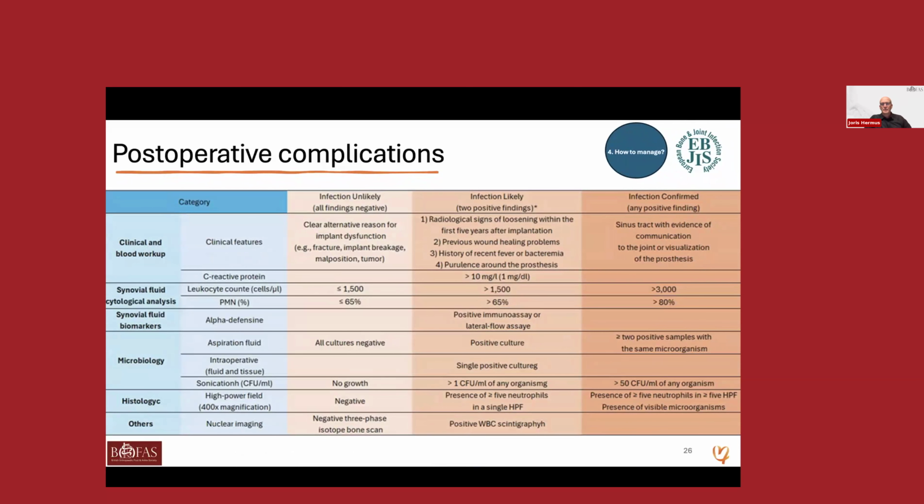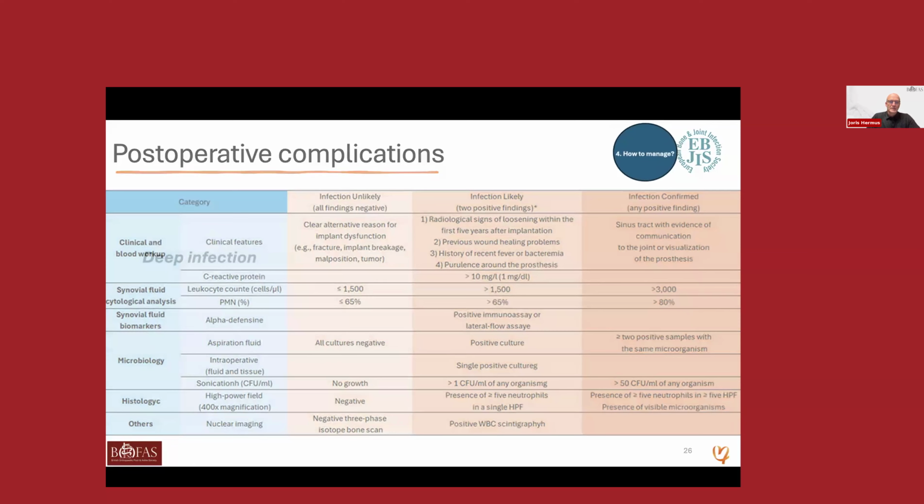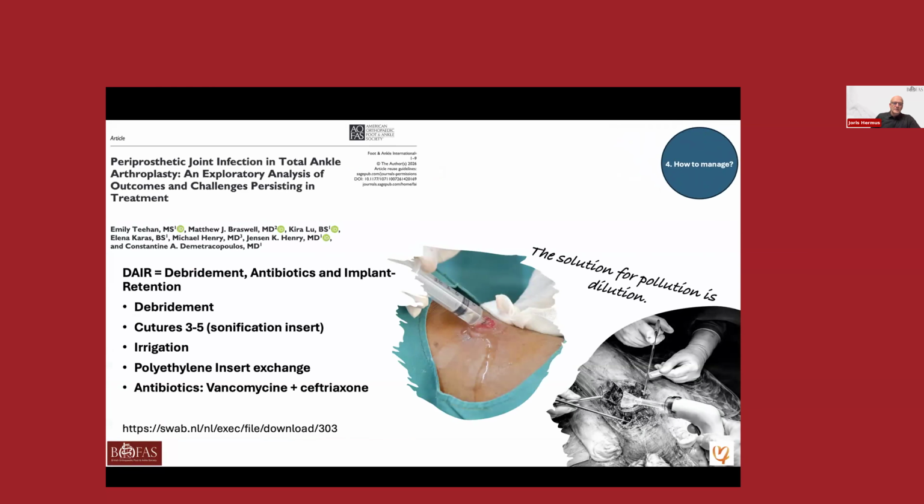Nonetheless, the European Bone and Joint Infection Society gave a guideline or advice in this regard on when you can really suspect an infection. Sometimes you can take cultures and check the leukocyte count, but as you can see, it's not always trustworthy. But when you have positive cultures, then that's for sure an infection. And if there's a fistula, no doubt there is an infection. So then you need to act.